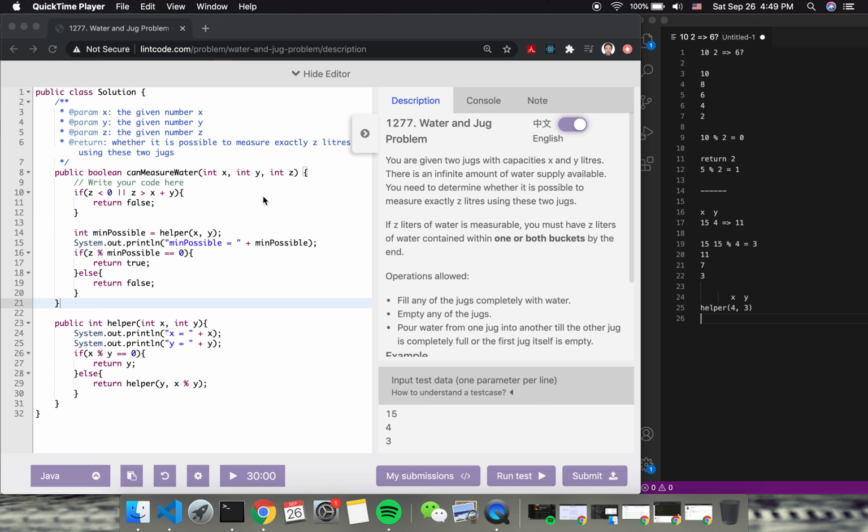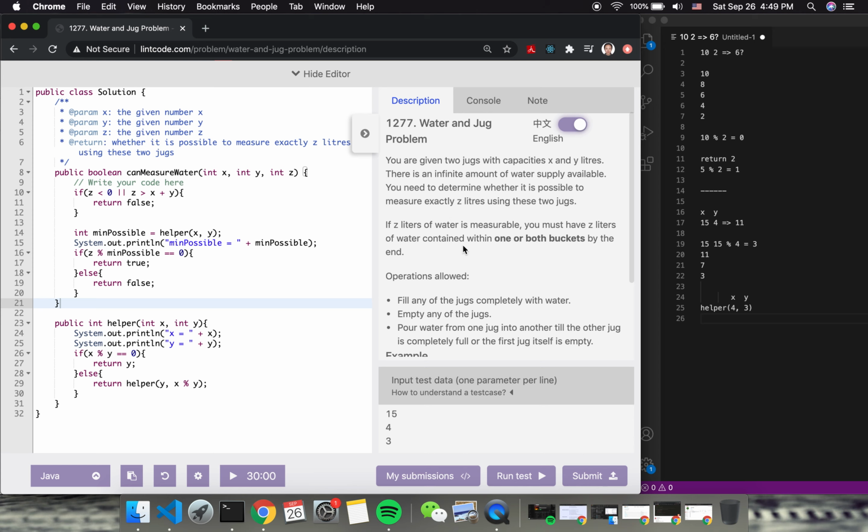Hello. Today we are going to tackle this problem, the water and jug problem. Let's read the description. You are given two jugs with capacities X and Y liters. There is an infinite amount of water supply available. You need to determine whether it is possible to measure exactly Z liters using these two jugs.